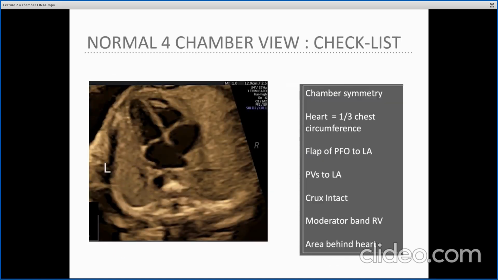Now let us come to the four-chamber view itself. So in the normal four-chamber view, we understood the checklist in my last lecture. So we start with evaluation of the heart size, the cardiac axis, and chamber symmetry between left and right can be noted. In this picture, we can see it's symmetric. The flap of the foramen ovale will point towards the left atrium. Pulmonary veins, as shown by the arrows, will be draining to the left atrium. The crux of the heart, where the septa and the AV valves join, should be intact. The moderator band is located in the right ventricle, and then we look for the area around the heart and area behind the heart.